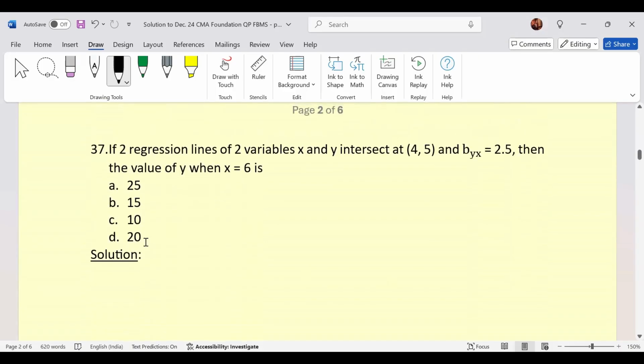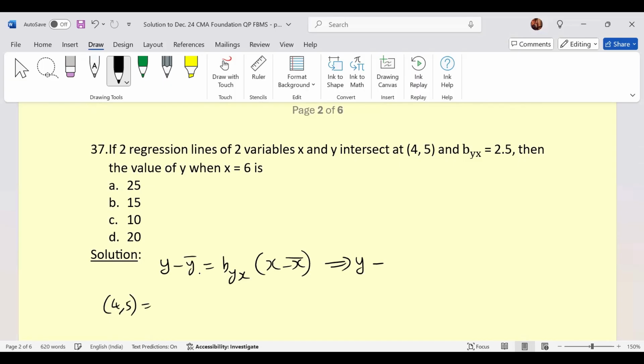If two regression lines of two variables x and y intersect at 4, 5 and byx is 2.5, then the value of y when x is equal to 6 is what? So the regression line y on x will be y minus y bar is equal to byx into x minus x bar. When they say intersect at 4, 5, this is nothing but x bar, y bar, because it intersects at the arithmetic means, which means our y bar is 5.